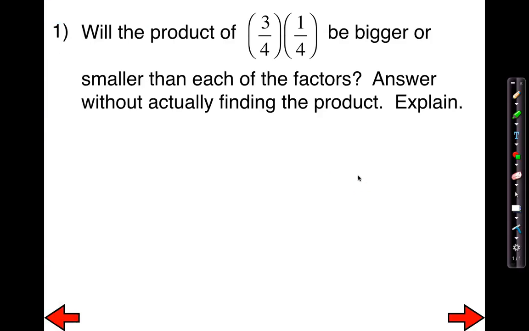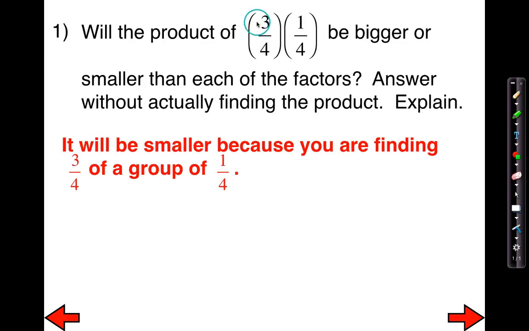So now looking at number 1, it says, will the product of 3/4 and 1/4 be bigger or smaller than each of the factors? Answer without actually finding the product. Explain. Well, it means that we have 3/4, and of the 3/4, we're taking 1/4 of it. Well, first of all, we're starting with a small number, it's not even a whole number, and we're taking 1/4 of a small number. I expect it to be smaller, okay, because I am taking 1/4 of 3/4.